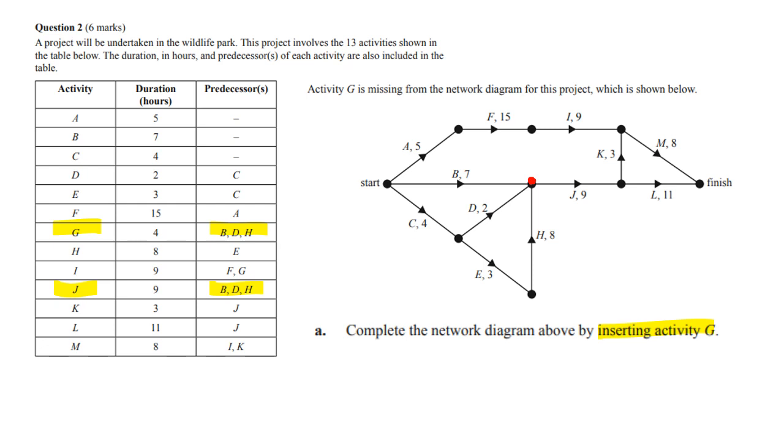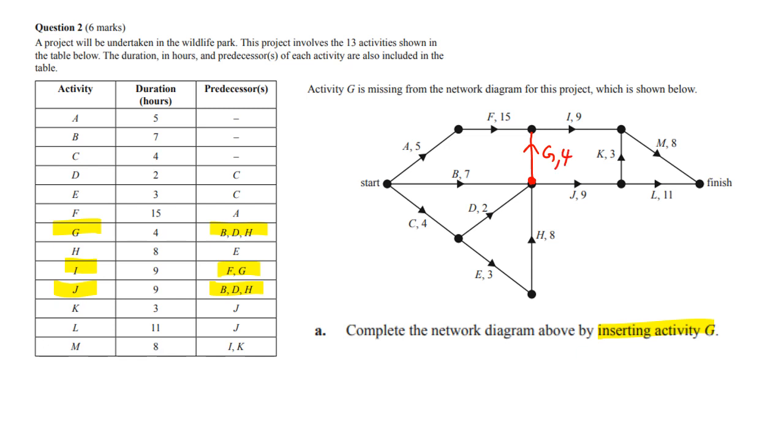That's my instinct. Now, if we look here, we need to see what else needs G, and I needs F and G. So it looks like you can satisfy all of that by just drawing a line up like that and saying G, and it's comma 4. There we go.